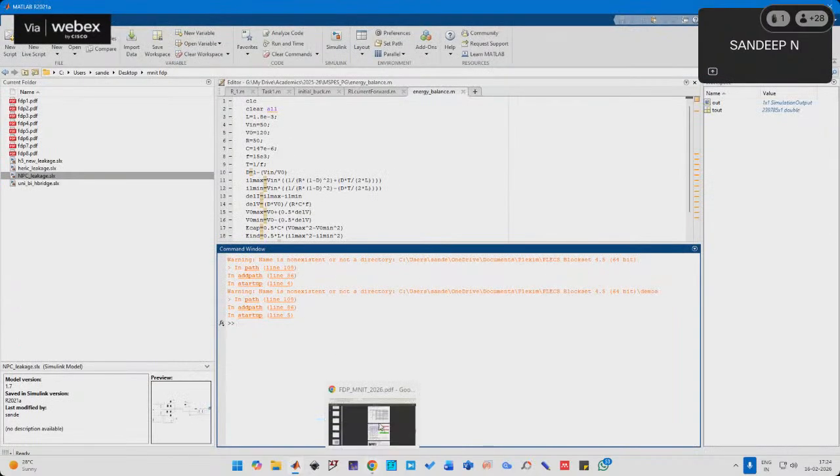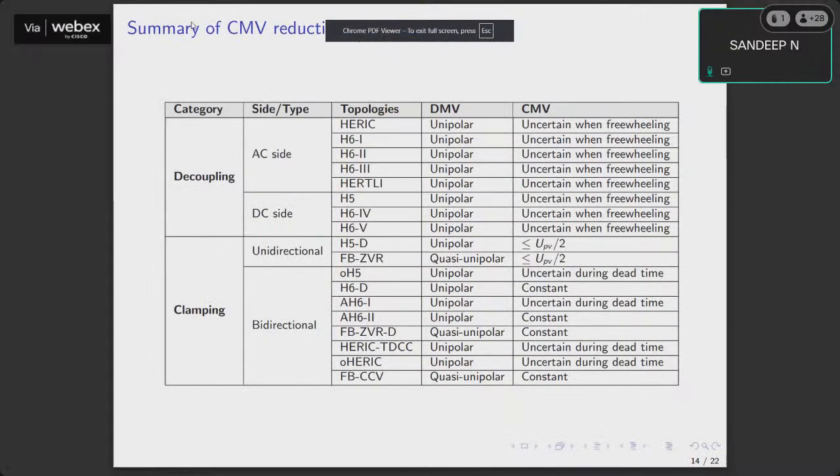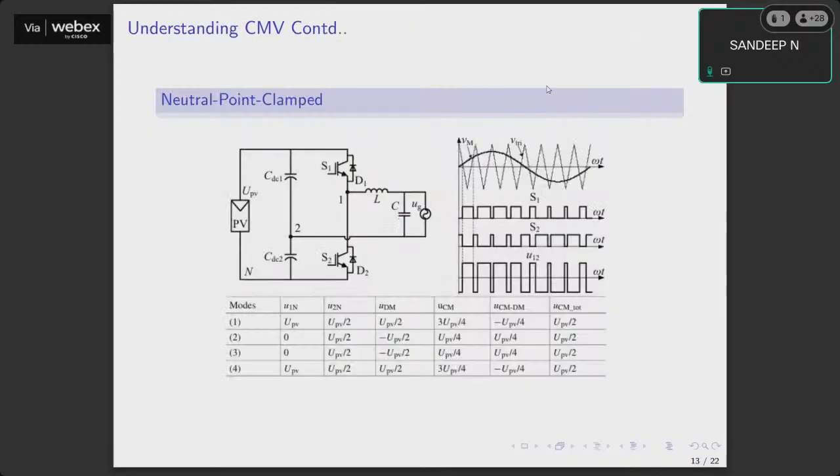Right. So now let us shift to the presentation. So what is the screen? Okay. So let us continue with the slides.